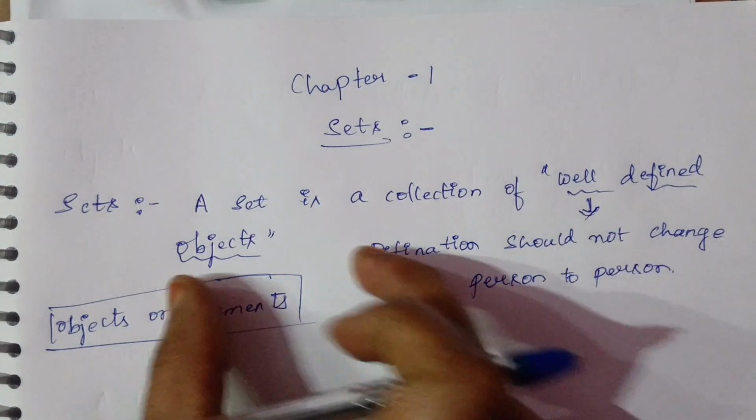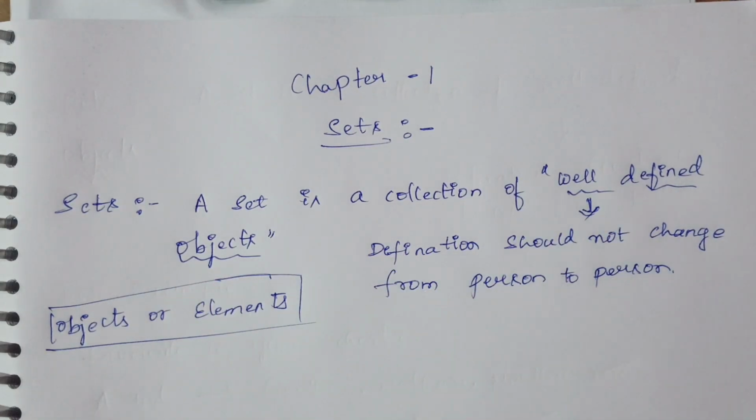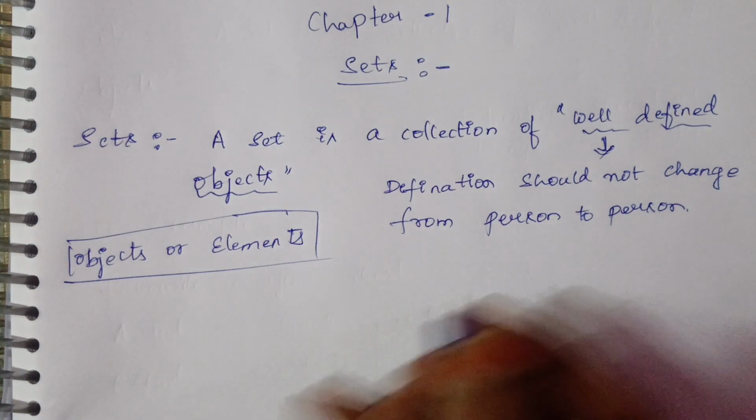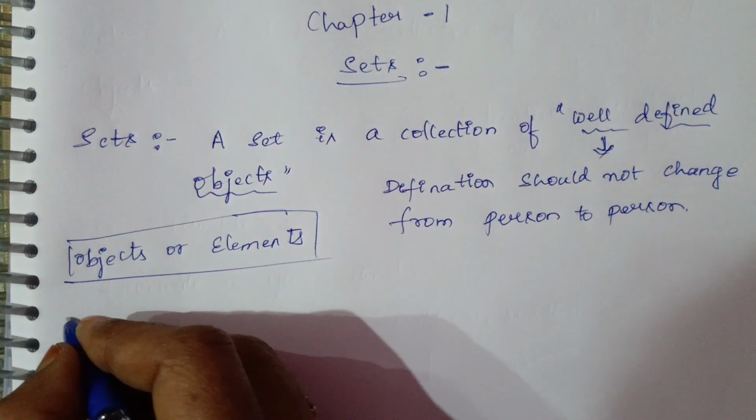Well-defined objects mean what? The definition should not change from person to person. We call it a set. Well-defined means it should not change from person to person. A set is a collection of well-defined objects. Now we'll see some examples.